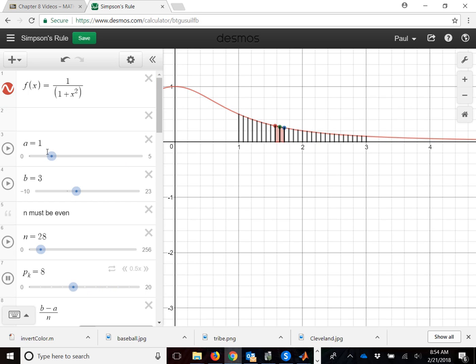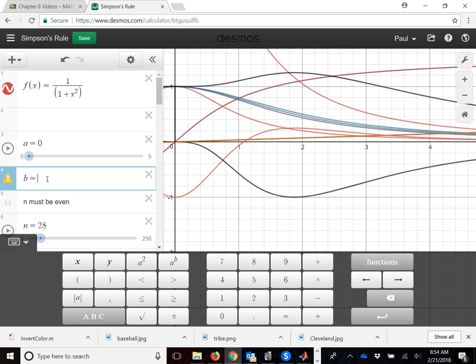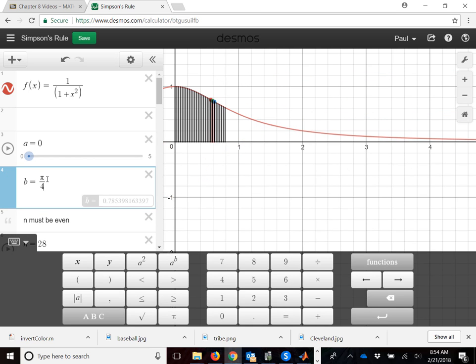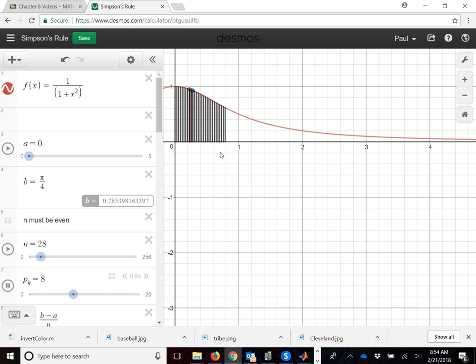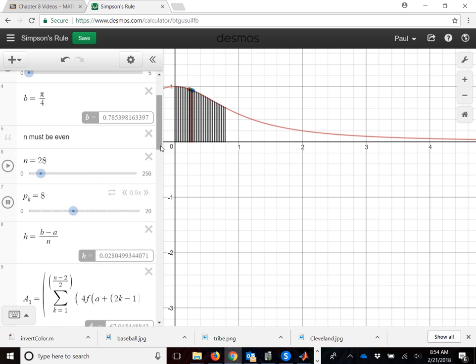We want to go from 0 to, what'd they say? Pi over 4? All right, well, I'll type it in. Pi over 4. That was weird. All right, so this is the region I want. And to be very accurate, you can make n equal to 28. What'd they say they want n to equal? 64? All right, let's see if I can turn it up a notch. There we go. That's going to be pretty accurate.